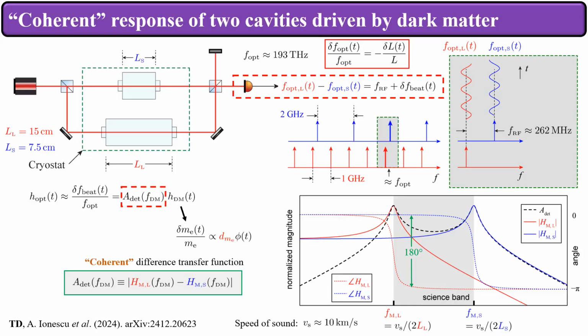So, we call this our science band, which is also the region of highest sensitivity. Note the power of the differential measurement lies in the coherent subtraction, implying that dark matter-induced oscillation of these cavities maintain a fixed phase relationship with one another. That won't be the case for any incoherent noise sources.